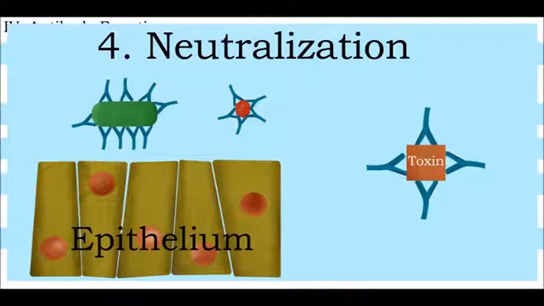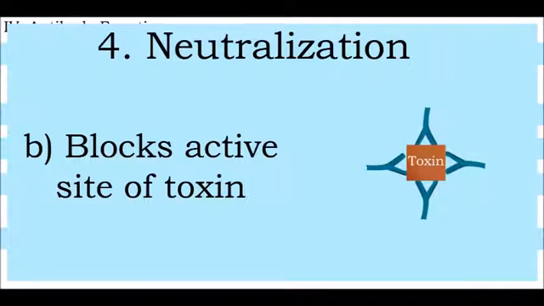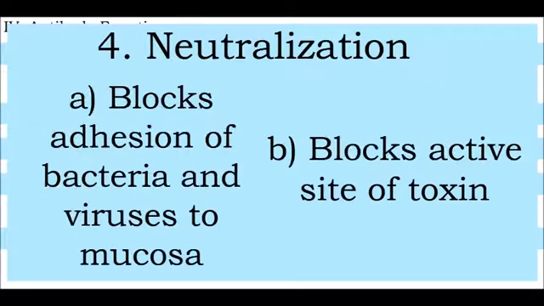4 is neutralization. When you neutralize something, you don't destroy it, you just make its presence neutral. For viruses and bacteria, the antibodies coat it so that it can't adhere to our mucous membranes and it therefore can't invade or infect. For toxins, it blocks the active site so that it can't be active or toxic. So remember, for bacteria and viruses, it blocks its ability to adhere, and for toxins, it blocks its active site.